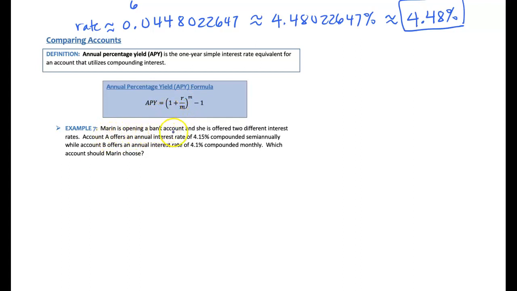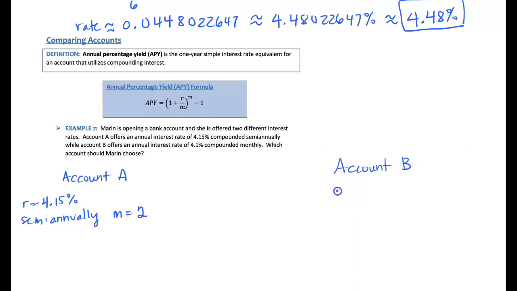Marin is opening a bank account, and she is offered 2 different interest rates. Account A offers an annual interest rate of 4.15%, compounded semi-annually. So semi-annually tells us our m is going to be 2, while account B offers an interest rate of 4.1%, and it's compounded monthly. So compounded monthly is going to give us an m of 12.